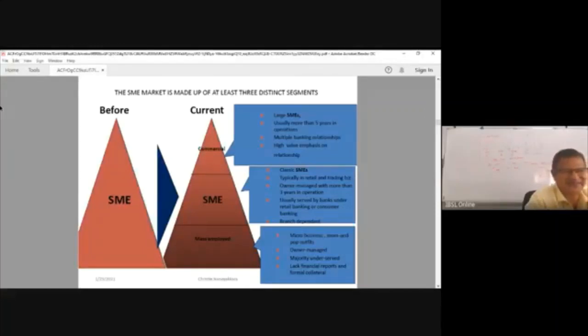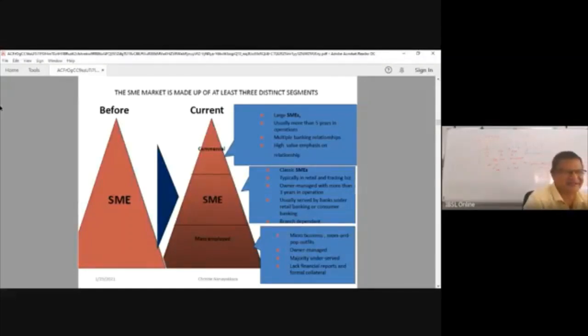Then we move on to classic SMEs. After being in micro business for some time, they have learned their lessons. So they move on to a little bit higher level of trading or manufacturing activity, and they're typically in the retail sector. They don't do mass production, but once again, they are owner-managed, and they have been in operation for at least 3 years. So you have been small, but you have mastered that, and then move on to classic SME, usually served by banks under retail banking or customer banking. In the retail banking sense, they are not coming to a corporate finance division to borrow money. They will go to one of the branches, open an account, and ask for facilities available there. So they are branch dependent.